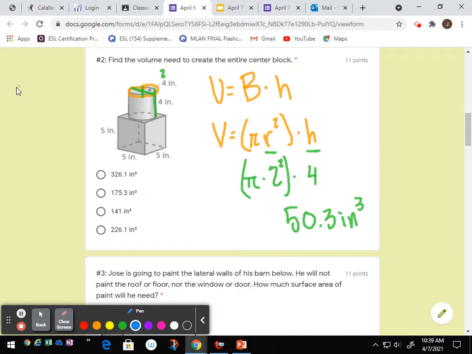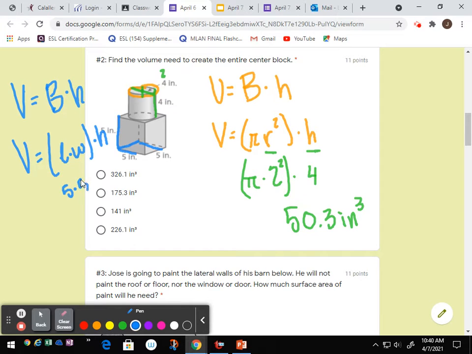So now we have to find the cube. The cube's volume formula is the same thing, big B times H, but we have a different shape of the base. We have a square this time. So we're replacing big B with the area formula of a square, which is length times width. And we drop down the height. For a cube, we see that all lengths are 5. So we have 5 for the length, 5 for the width, and 5 for the height. So 5 times 5 times 5, and that equals 125 inches cubed.